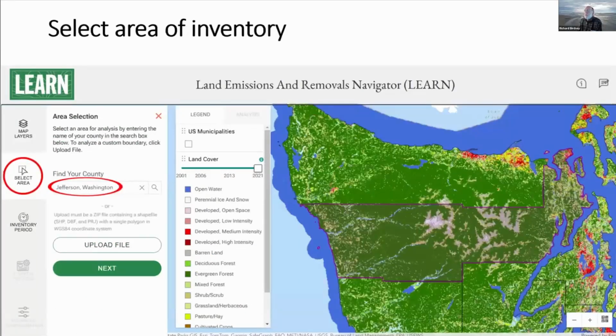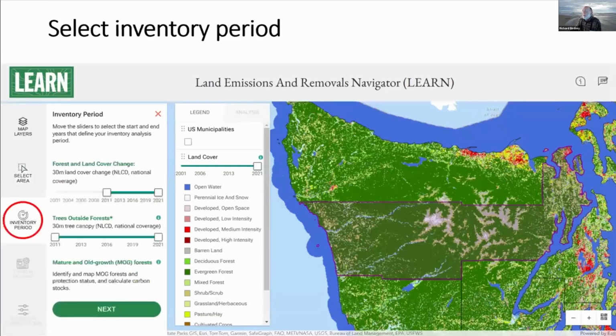Anyways, you then select an inventory area by picking through a list of counties. In this case, as I said, we picked for this little demo, Jefferson County, which runs through the Olympic Peninsula in the state of Washington. Then you could also choose here, instead of picking a county, to upload a shape file. And then this is select the inventory period. We have a number of options kind of tied to the NLCD data, roughly every 2 or 3 years from 2001 to 2021. So the user can use this slider to pick an inventory period, or could run the tool several times looking at several inventory periods to get some trends.